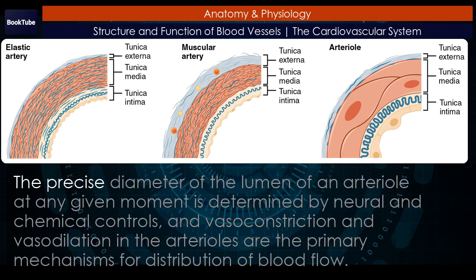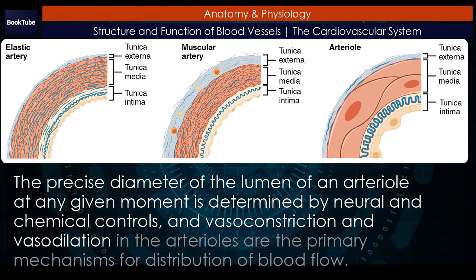The precise diameter of the lumen of an arteriole at any given moment is determined by neural and chemical controls, and vasoconstriction and vasodilation in the arterioles are the primary mechanisms for distribution of blood flow.